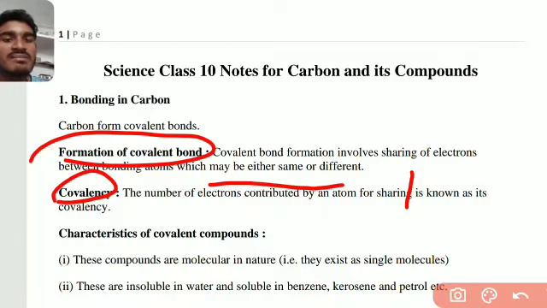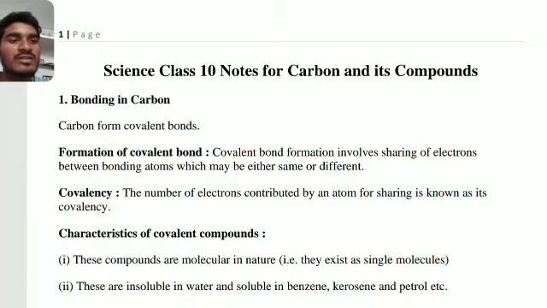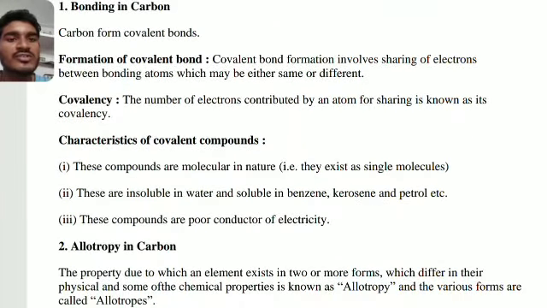Next, covalency means the number of electrons contributed by an atom for sharing is known as covalency. Okay, covalence, co means two, so co means it is coordinated with other atoms, means a number of electrons is contributed by an atom for sharing, and is known as covalency. So now we'll see the characteristic features of covalent bonds here.